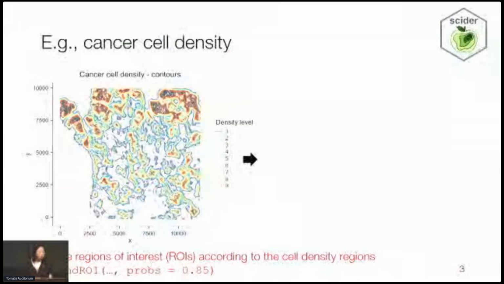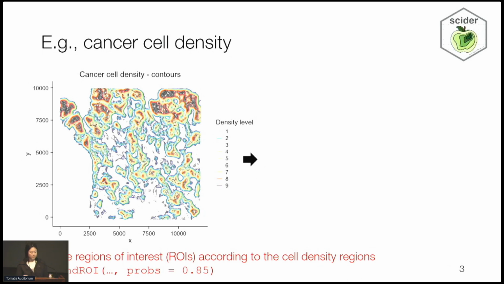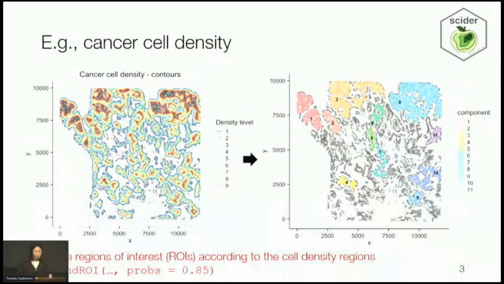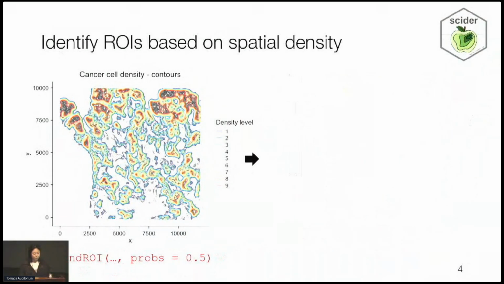For example, here I have calculated the spatial density function for cancer cells. On the left-hand side are the contour plots, where red corresponds to higher density levels of cancer cells and blue corresponds to lower density levels. CIDR then automatically detects regions of interest using network analysis approaches through the findROI function. In this example, we have identified 11 different regions of interest, each corresponding to regions that are dense in cancer cells.